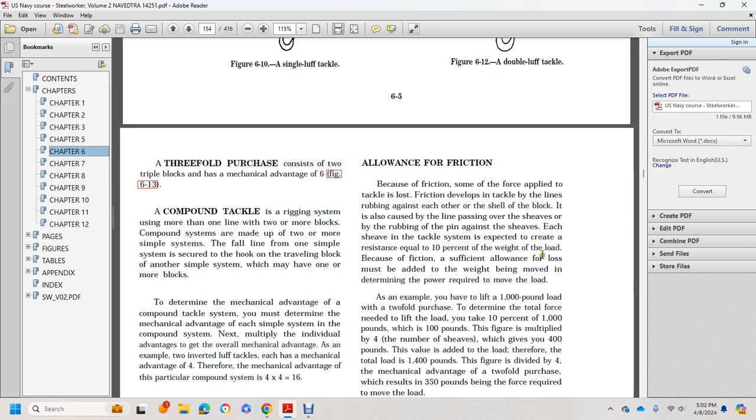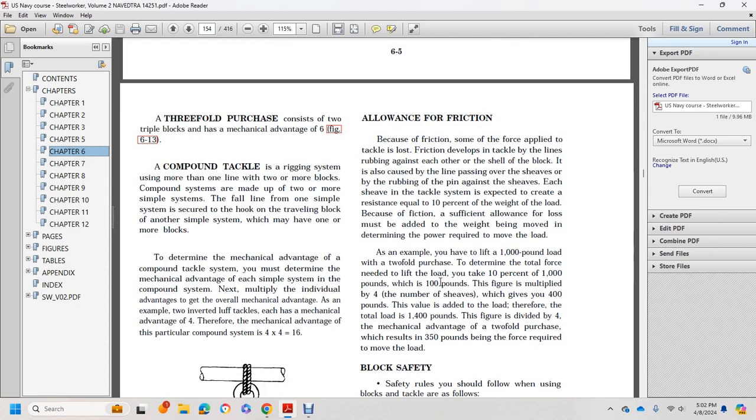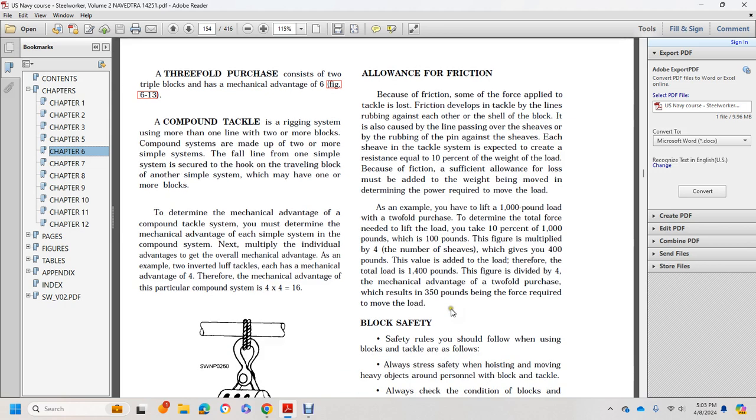Because of the friction coefficient, an allowance for the loss must be added to the weight being moved to determine the power required to move it. For example, say you have lifted a 1,000-pound load with a two-fold purchase. To determine the total force needed to lift the load, you take 10% of the 1,000 pounds, which is 100 pounds, and multiply that figure by 4, the number of sheaves, which gives 400 pounds as the value of the additive load. Therefore, the total load is 1,400 pounds. This figure is divided by 4, the mechanical advantage of the two-fold purchase, which results in 350 pounds being the force required to move the load.